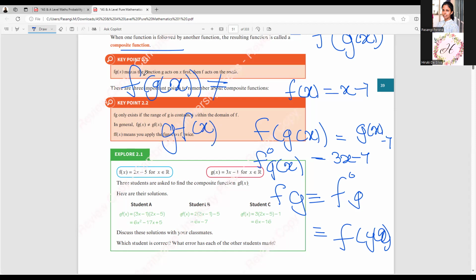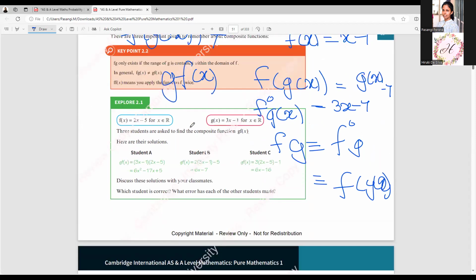Because here, in place of the x inside the function, we are replacing gx. But in the other, the outer function will be g, so in place of the x inside g, we have to replace function of x. These two are not equal. Is it clear? Okay.